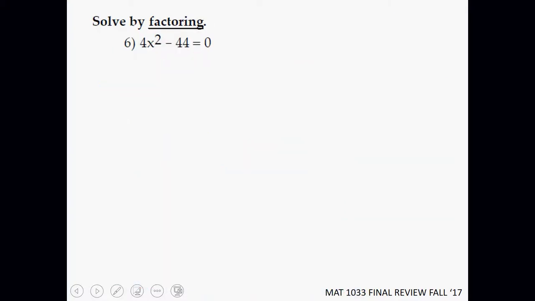Okay, next question. By factoring, we have to solve 4x squared minus 44 equals 0. The first step is always to check if there is any common factor. We can tell there is a 4 here as a common factor. So if we take out the 4, we get x squared minus 11 equals 0.